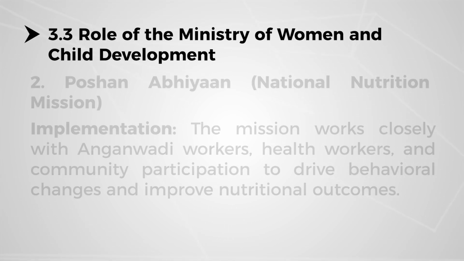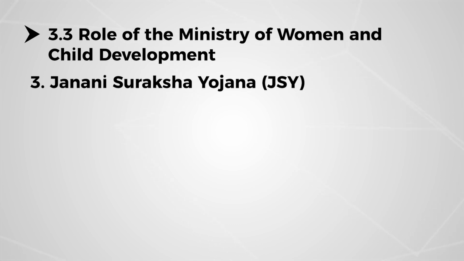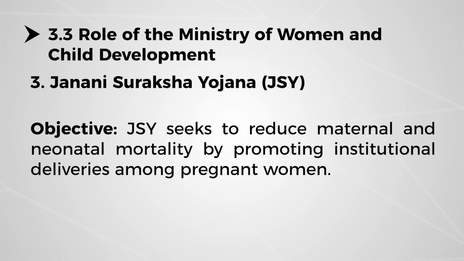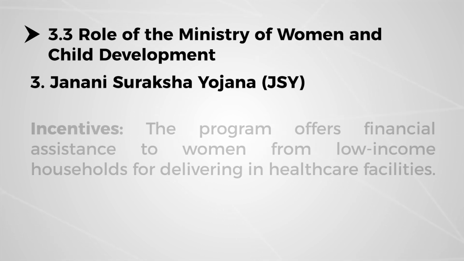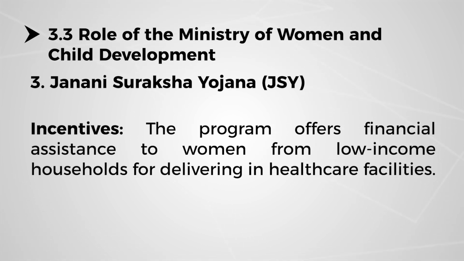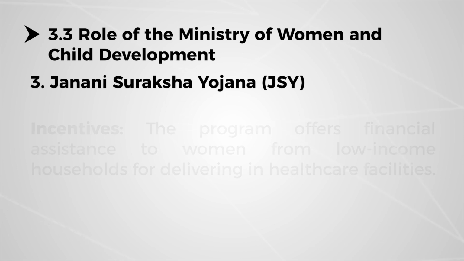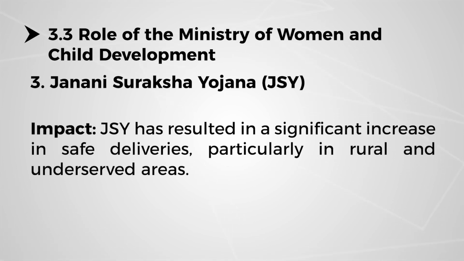Then Janani Suraksha Yojana, for example. Janani Suraksha Yojana seeks to reduce maternal and neonatal mortality by promoting institutional deliveries among pregnant women. So how will pregnant women be taken care of? This program offers financial assistance to women from low-income households for delivering in healthcare facilities. Then what is its impact? It has resulted in a significant increase in safe deliveries, particularly in rural and remote areas.